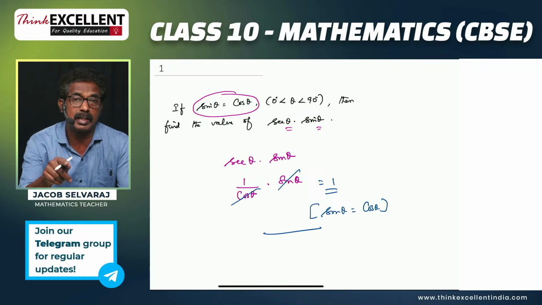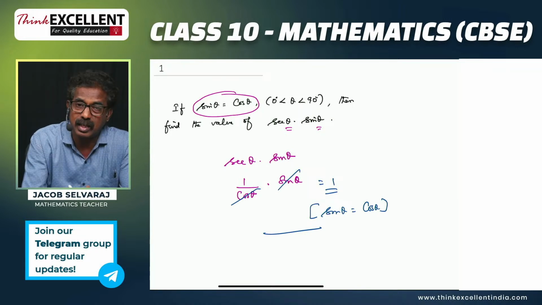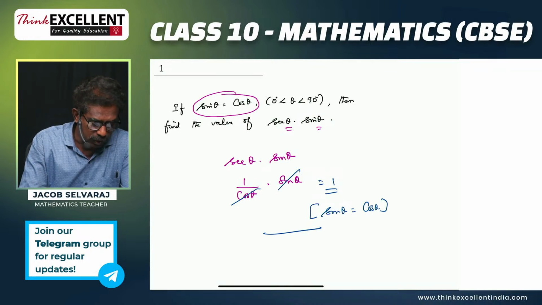Another method is, as I said, sine theta equal to cos theta. Then tan theta is 1, right? Sine by cos is 1. Or theta is 45. You can substitute 45 and can do. Okay. Let's move on to the second question.